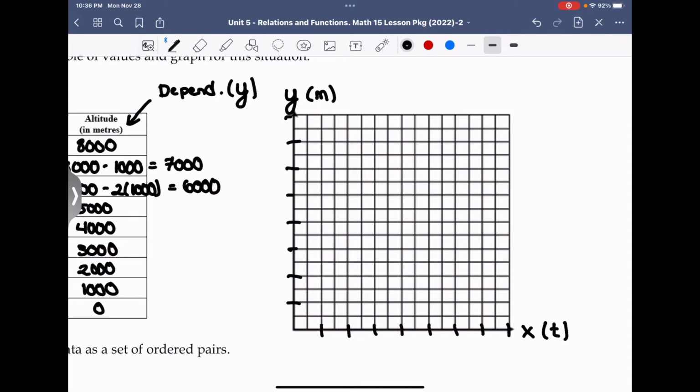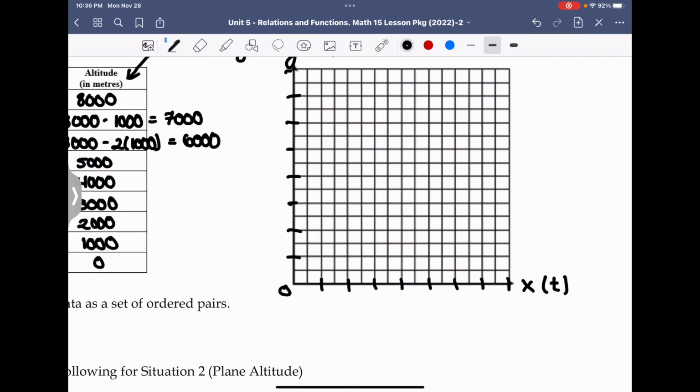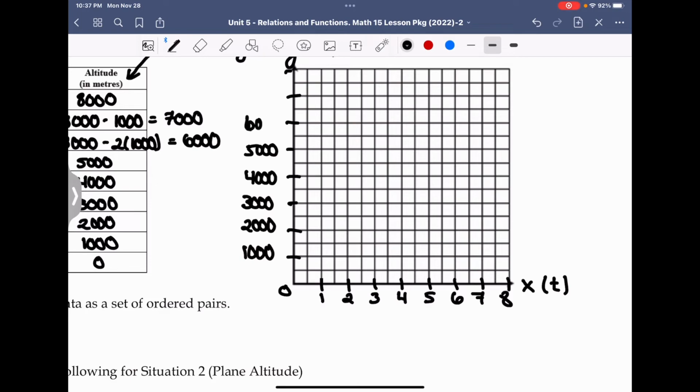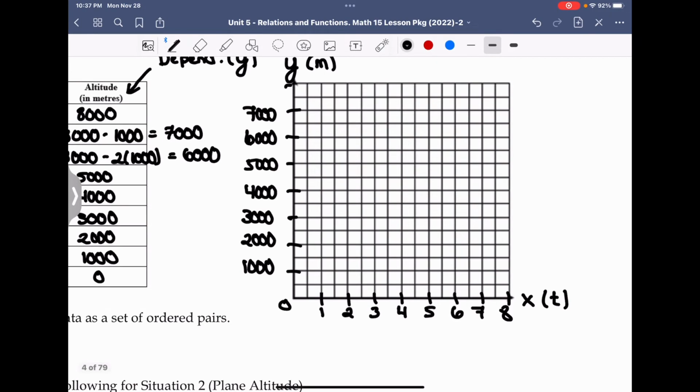Okay, now we're going to go and appropriately label this. So at 0 altitude and 0 time, we go 1 minute, 2 minutes, 3 minutes, 4 minutes, 5 minutes, 6 minutes, 7 minutes, and 8 minutes. And then we go 1,000 meters, 2,000 meters, 3,000 meters, 4,000 meters, 5,000 meters, 6,000 meters, 7,000 meters, and finally, right at the top, 8,000 meters.